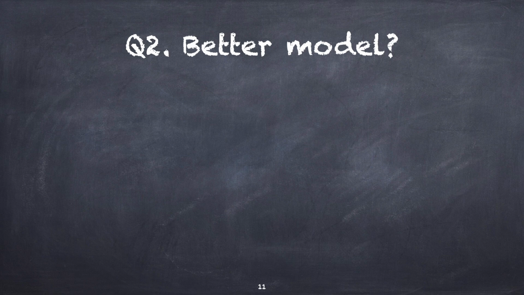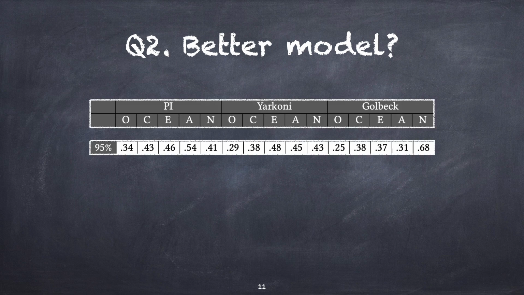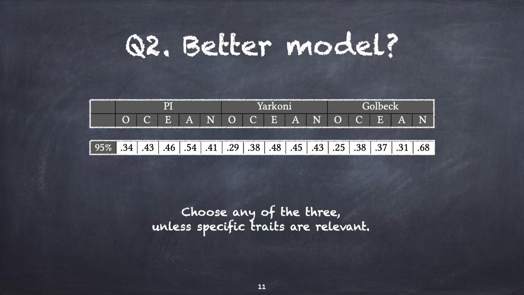Next, we explored if one model is better than another. We compared the personality scores inferred from the 3 models to each other and to the ground truth. Our study shows that the 3 models are comparable with error margins ranging from 25 to 48%. The 2 exceptions are PI agreeableness and Goldbeck neuroticism, in which case the error margins were as high as 68% at 95% confidence interval, rendering the results meaningless. Our advice here is to choose any of the 3 models unless specific traits are relevant.